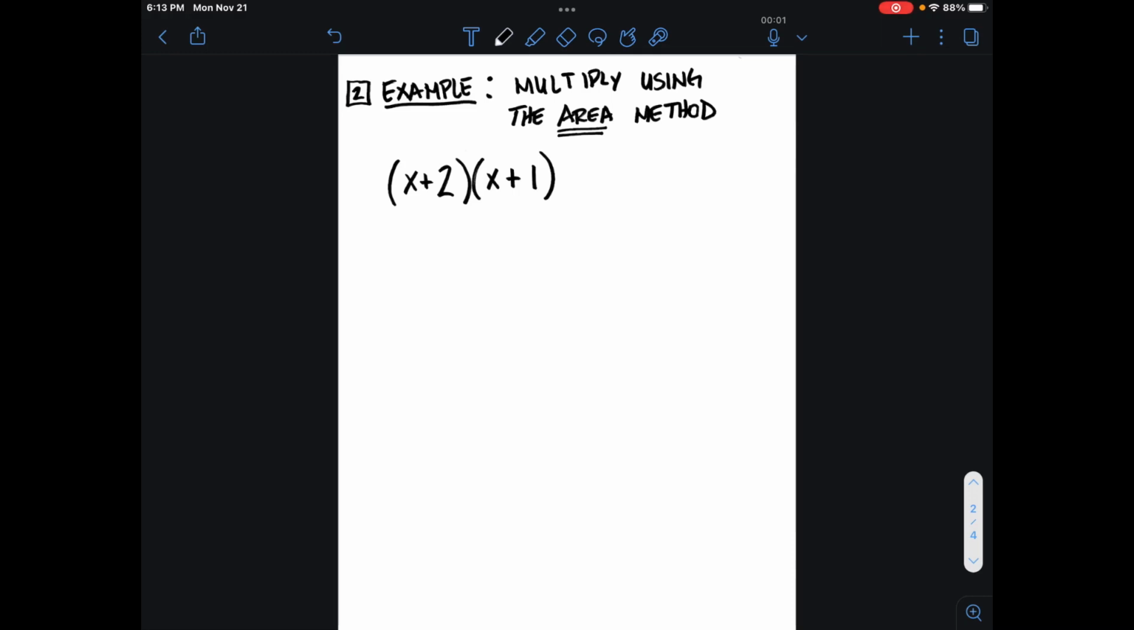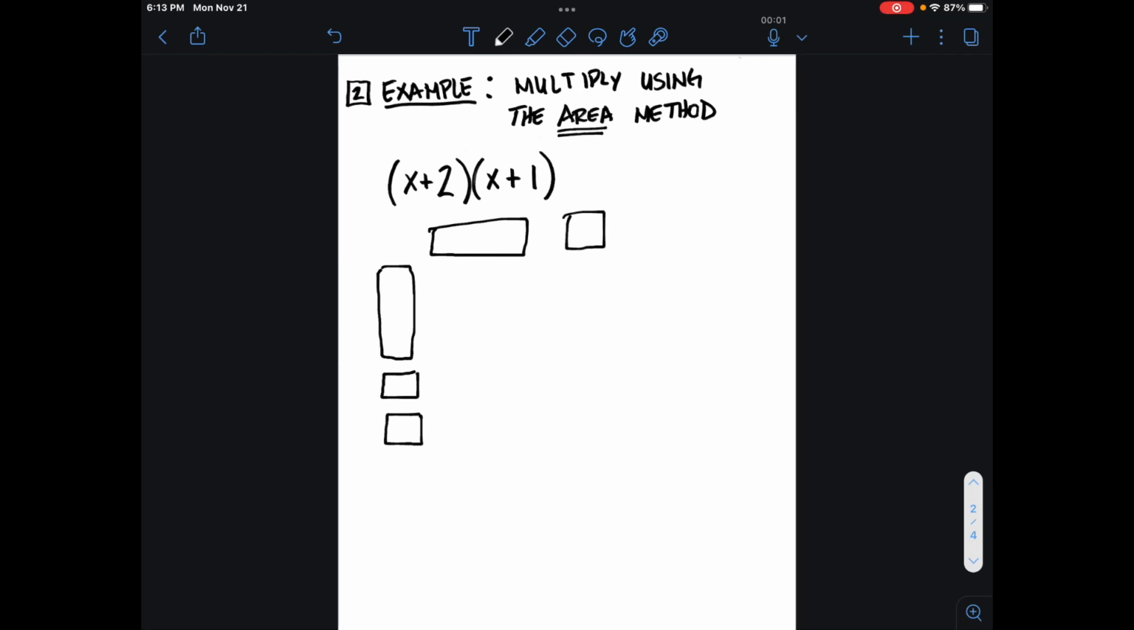Here we are in example 2, where we're going to multiply using the area method, and we have x plus 2 times x plus 1. We're going to go ahead and represent the x with this rectangle here, and it says x plus 2, so we're going to go ahead and add 2 smaller squares, and then another parentheses we have x, so let's draw my interpretation of a rectangle there, and then the 1.